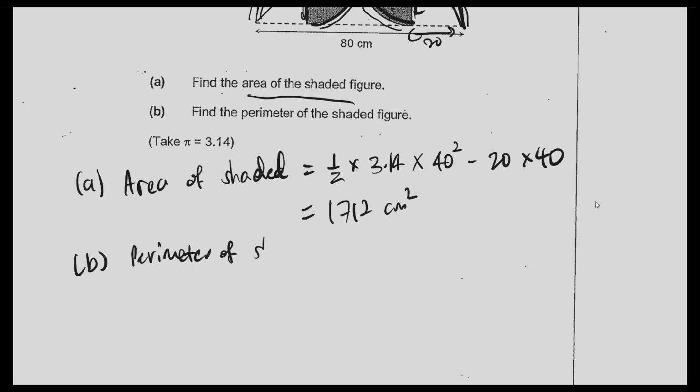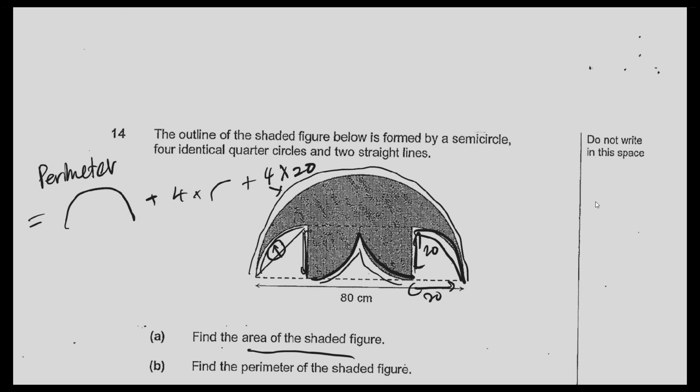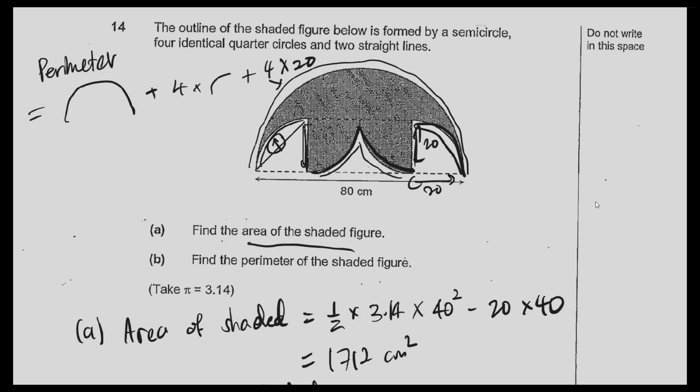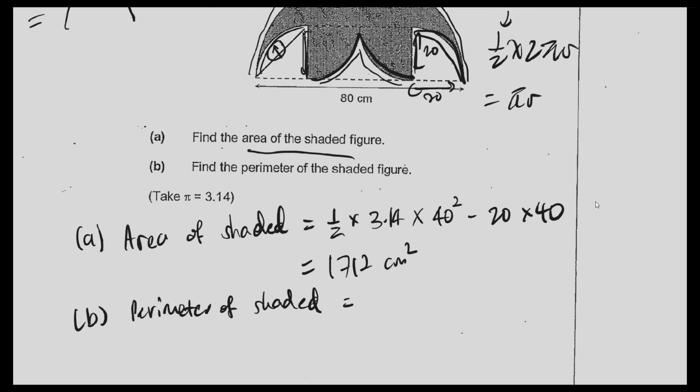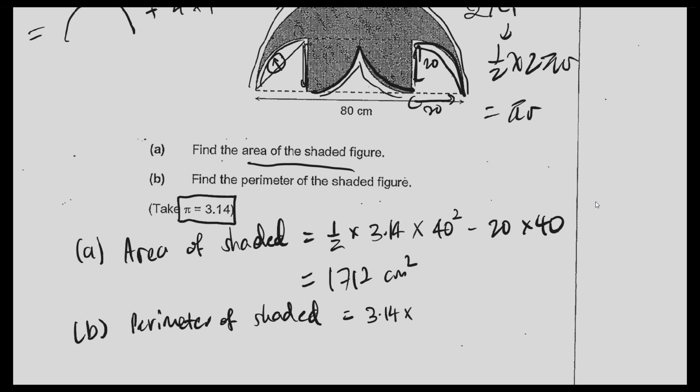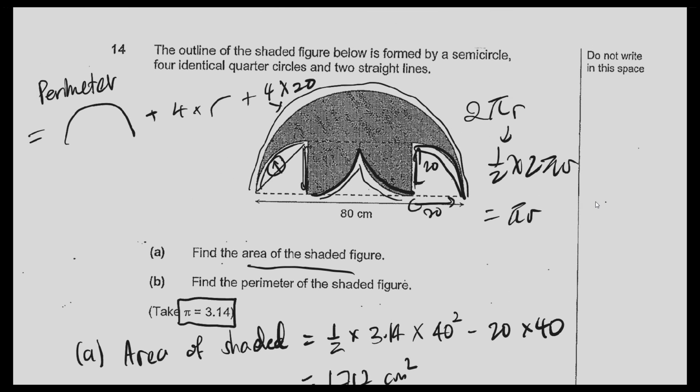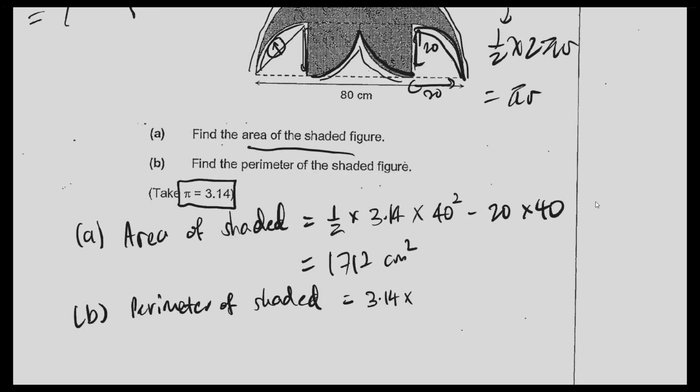So the perimeter of the shaded is just, what's the perimeter of a semicircle? The perimeter of a circle is 2 pi r, so naturally the perimeter of the semicircle is half of 2 pi r, which is pi r. So it's just 3.14 times r, because this question wants us to take pi equals 3.14. What is the radius of the big semicircle? It's 40 cm.